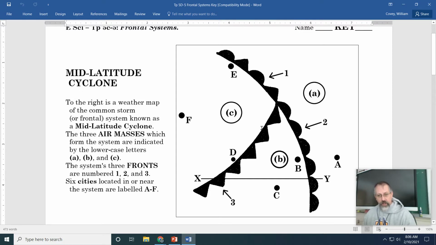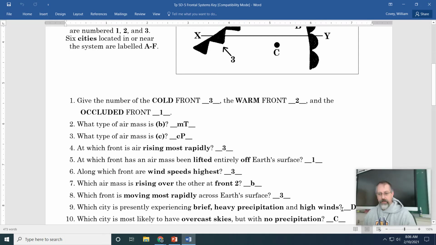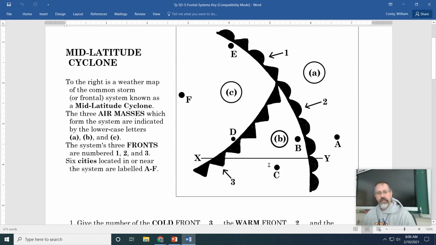And which city is along it? What's the city? So city D is on the cold front. So city D on the cold front, right next to me, is there. Which city is likely to have overcast skies but no precipitation? That's going to be city C.